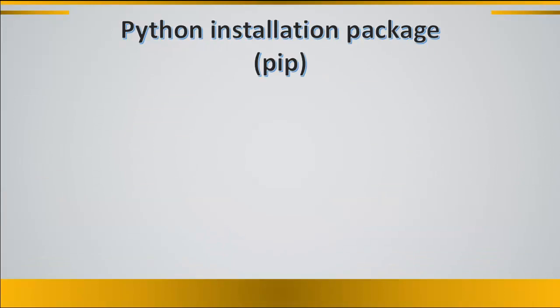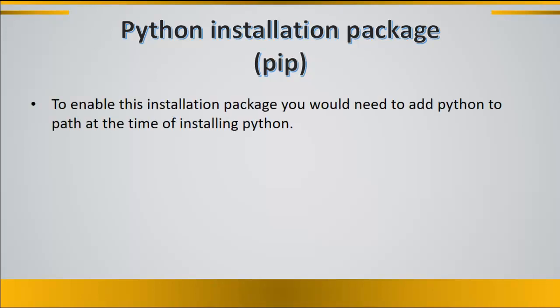There are other non-default libraries written by other people available online, and if you would like to install any library or package, you need to have pip installed in your computer. So pip is an installation package, which is short for Python installation package. It is important to enable this installation package when you install Python. So at the beginning, when you install Python, you need to add Python to path. Then it will be enabled.